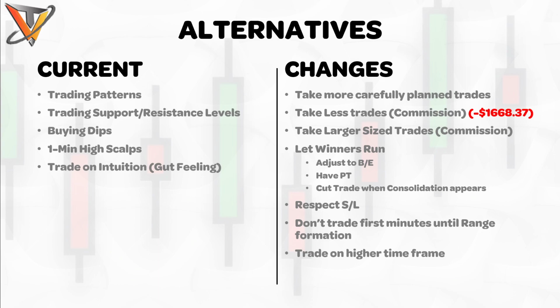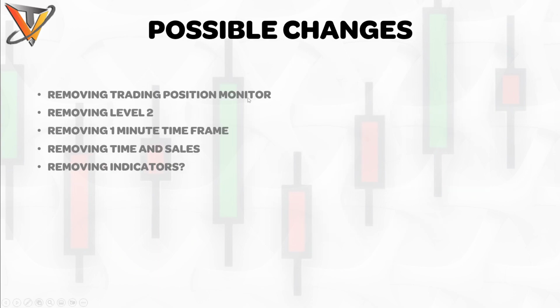But again, the 1 minute would allow me to get in earlier or at a better time for specific entries, because 5-minute patterns, 10-minute patterns don't always work out. So that's where it's kind of hard for me to want to do this one, but it is something I have considered. Another possible change was removing the trading monitor.